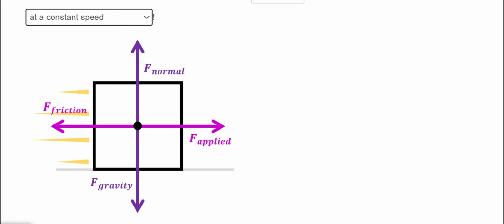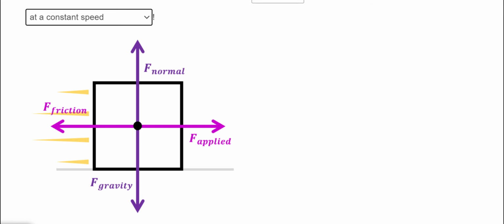Same goes for the normal force and for the force of gravity. They are balanced. They're the same length, the same strength. So we're not going to see any motion upwards or downwards. It's just going to stay still going upwards or downwards. It's just going to stay kind of in the same spot up or down from that surface. It's just going to stay on the surface.